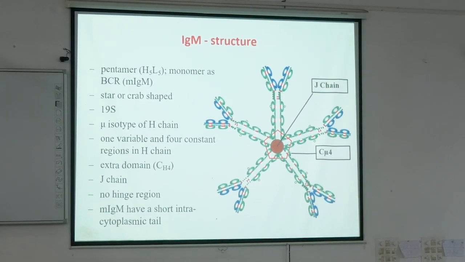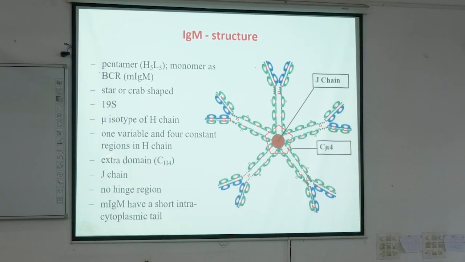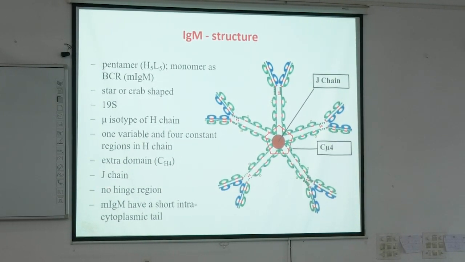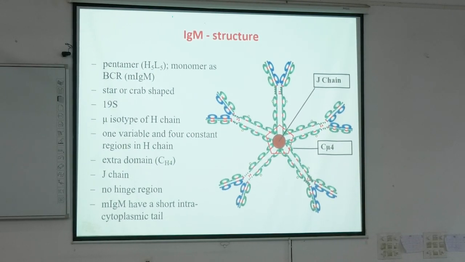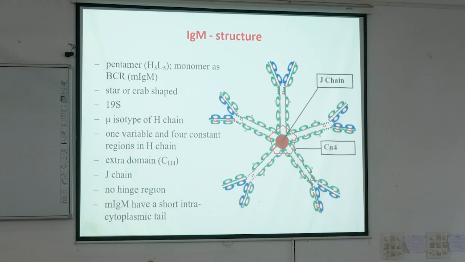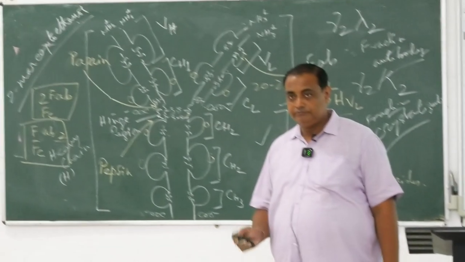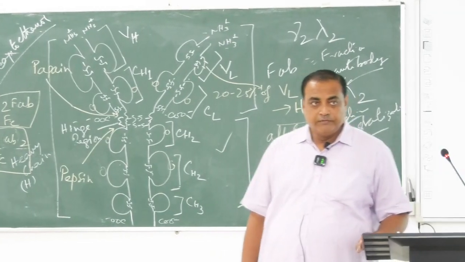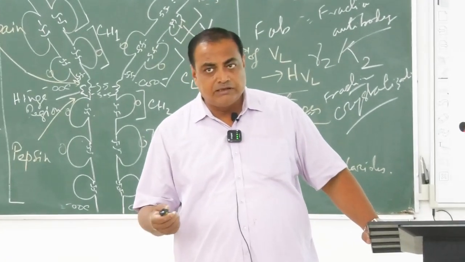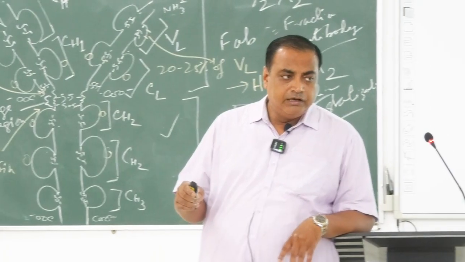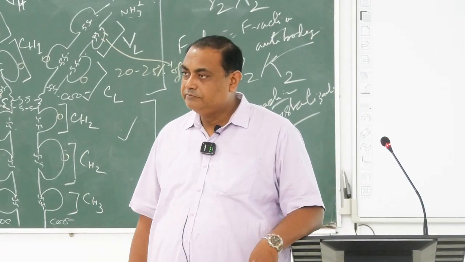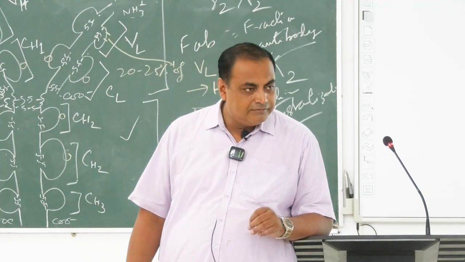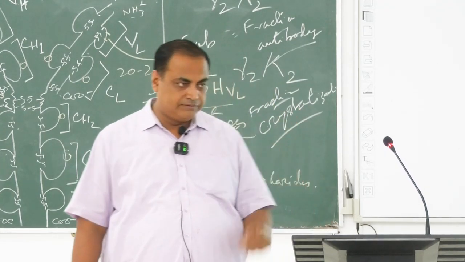IgM, extra domain CH4, J chain, no hinge region. IgM has no hinge region. So a question might be asked like this: which one of the following antibodies has no hinge region? Good watch.